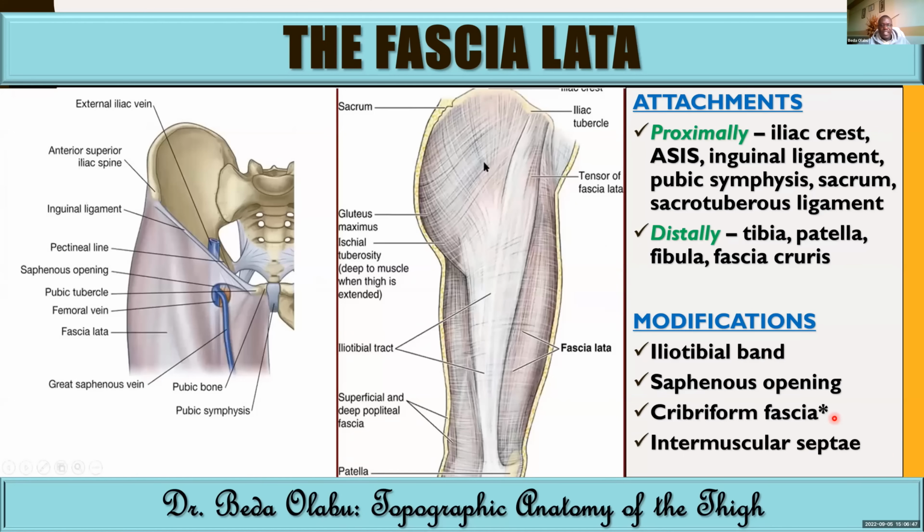Last but not least, the fascia lata has intermuscular septae. We've already mentioned this. The intermuscular septa divide the thigh into various muscular compartments. These septa attach from the fascia lata to the linea aspera of the femur.